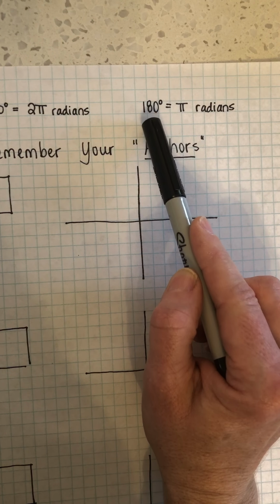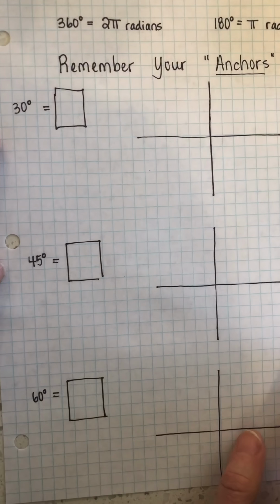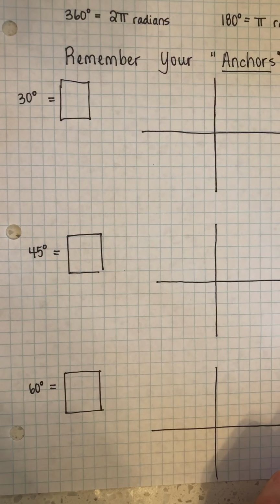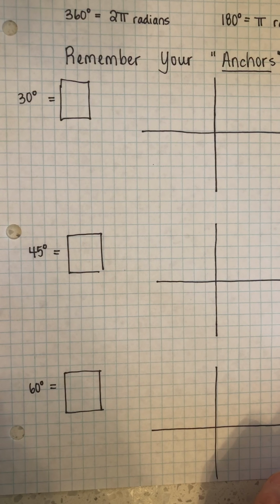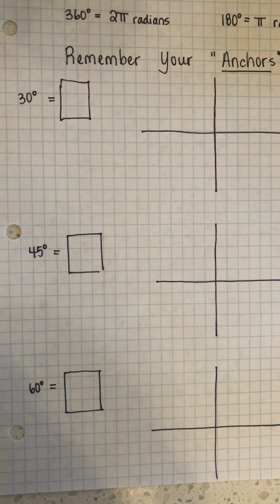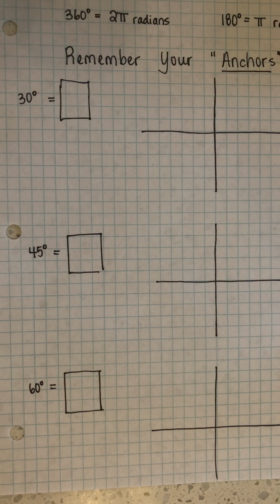All right, so your anchors, what am I talking about? Well, there's three main angles that we work with, and those are your 30s, your 45s, and your 60s, because those are the three angles that come directly out of our special right triangles, our 30-60-90 and our 45-45-90. Because they come out of those special right triangles that have that specific side length ratio, and trig is all about right triangles, these angles and multiples of these angles pop up all the time. These are the ones you're expected to know off the top of your head, so I want you to know them inside and out, where they land and who is who.